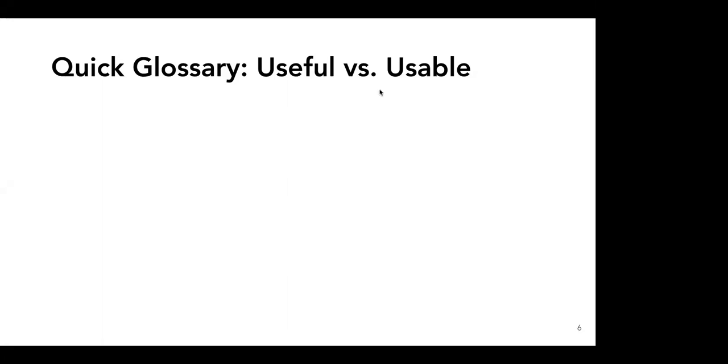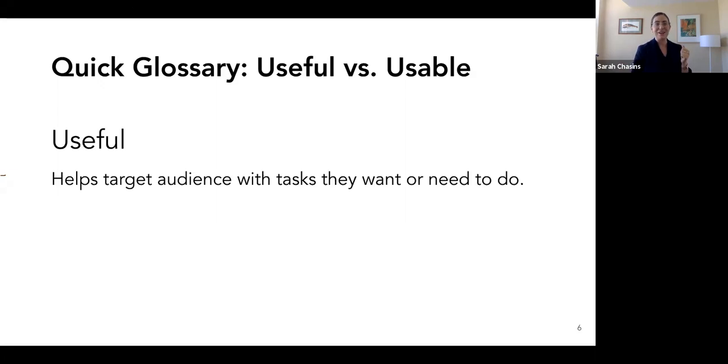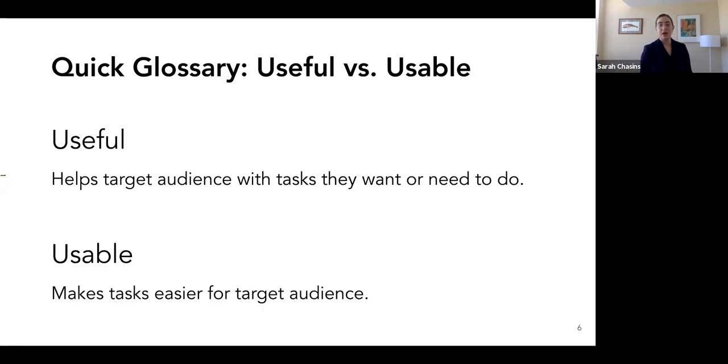Okay. All right, so we're going to do a quick glossary here of useful versus usable. These are going to be very casual descriptions, but working enough for our talk today. Useful is about whether it actually helps the target audience with tasks that they want or need to do. Is it something they actually care about accomplishing? And then usable, there's a spectrum all the way from, you can get the task done, it is possible, it is doable, all the way to we have made it really natural and intuitive and easy for the user. And it's at that high end of the spectrum where we're getting the tools that are truly usable.